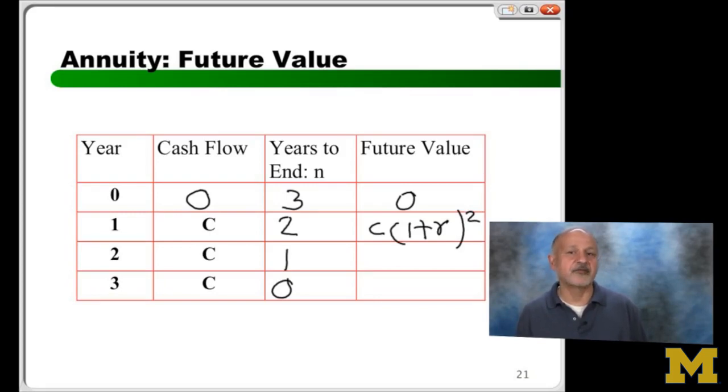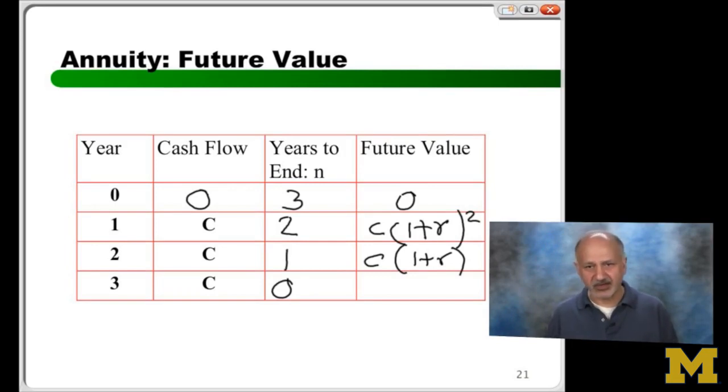Remember, you're carrying it forward. And the reason why it's only square is because the first payment is at the end of the first year. And how many years are left from 1 to 3? 2. It's pretty straightforward. Second payment is C plus R. So what am I doing? I'm actually just breaking up the problem into bite-sized pieces to explain what's going on.